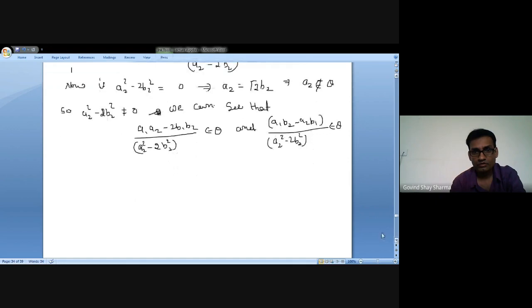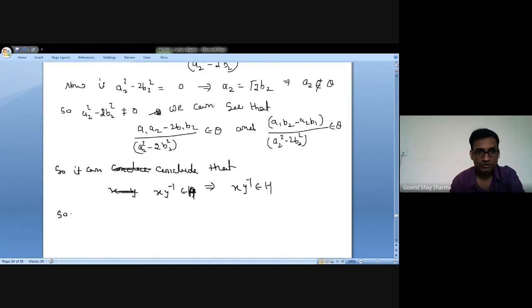So we can conclude that x y inverse belongs to H. We can write x y inverse belongs to H, so a plus root 2 b, with a, b belonging to Q.